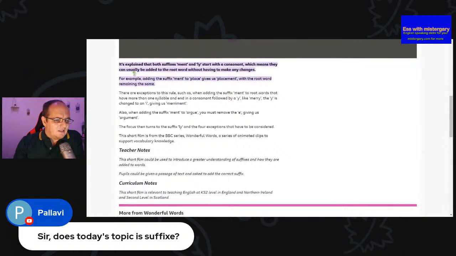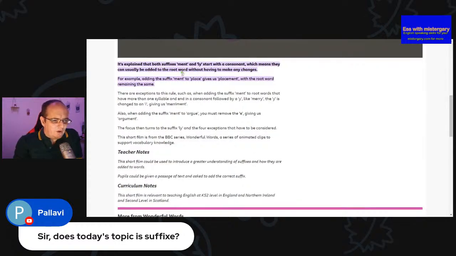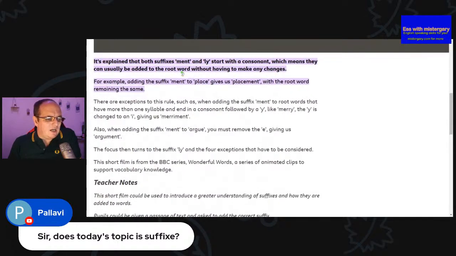Let me have a look. Yeah, I'm going to read this one. It's explained that both the suffixes ment and ly start with a consonant, which means they can usually be added to the root of a word without having to make any changes. For example, the suffix ment to place gives us placement, with the root word remaining the same. So we won't change the root spelling. The root word there is place.